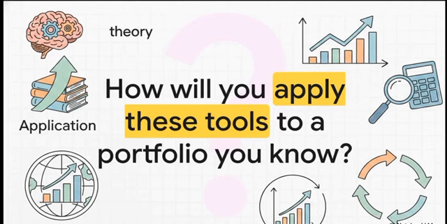So, I'm going to leave you with a challenge. You've got the theory, you've got the application, you know about the tools. So pick an index or a portfolio that you actually follow. Ask yourself, which sampling method would give me the best, most accurate snapshot of its performance, and more importantly, why? When you can answer that, that's when you know you've really got it.